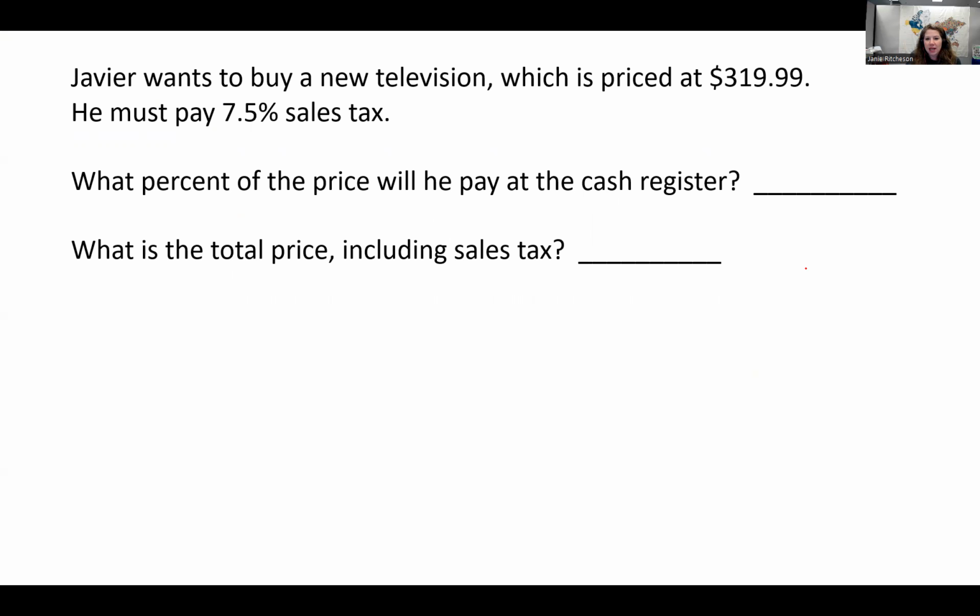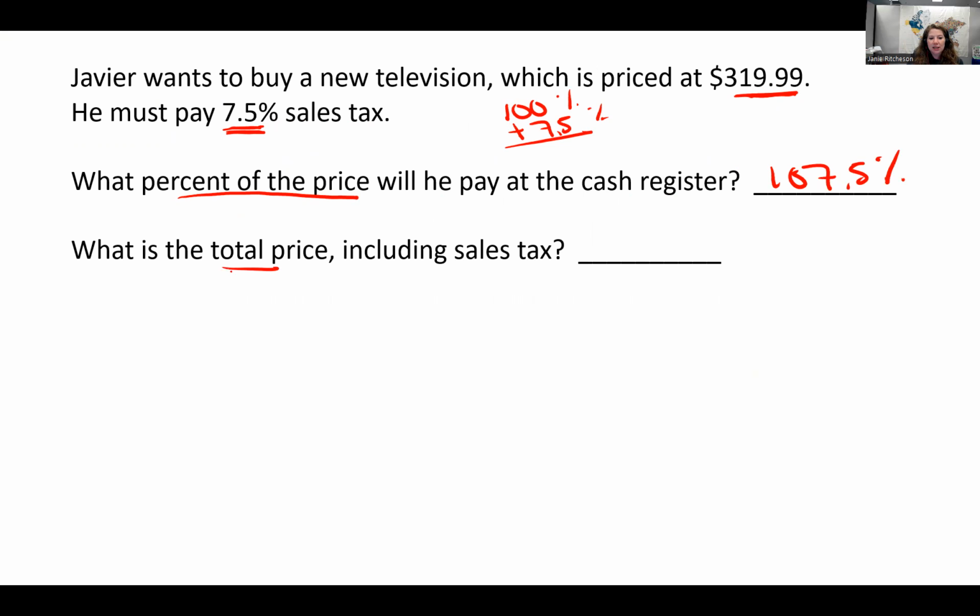Javier wants to buy a new television, which is priced at $319.99. He must pay 7.5% sales tax. What percent of the price will he pay at the cash register? So this is 100% of the price, plus he has to pay 7.5%. So 100 plus 7.5% is 107.5%.